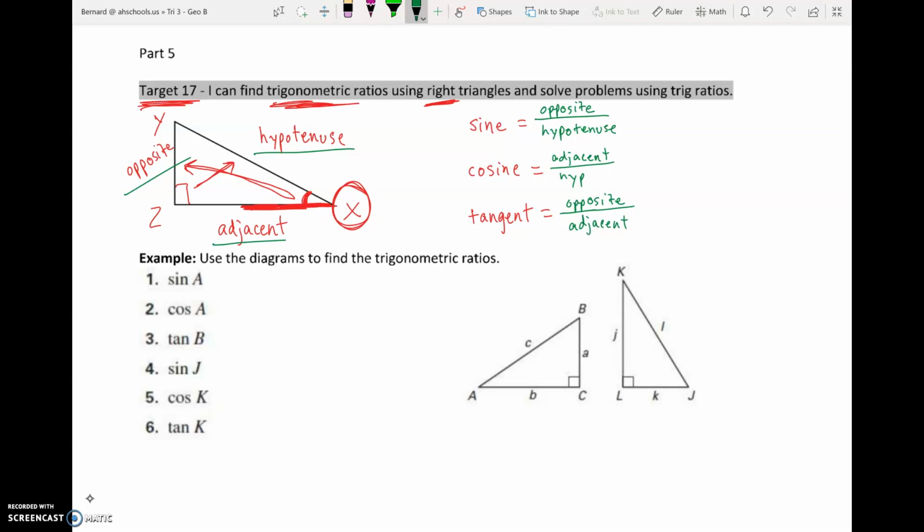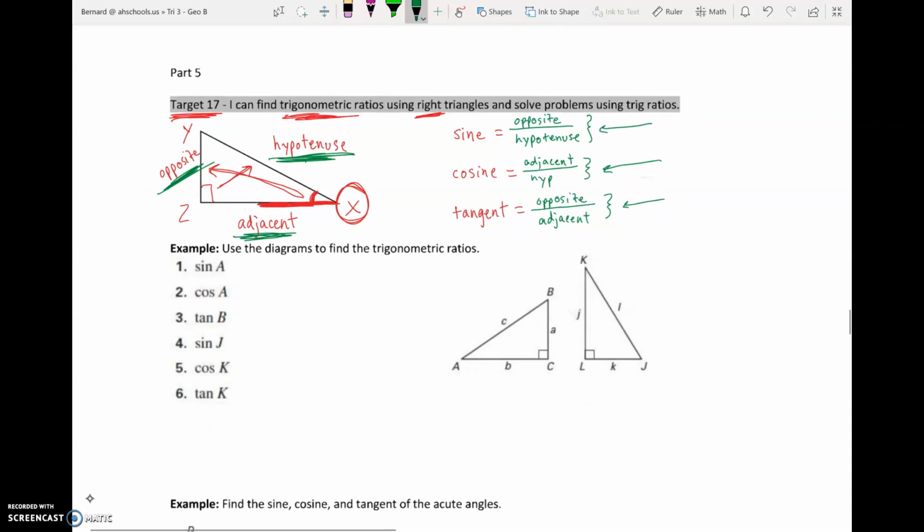We'll be able to do something with sine if we're working with opposite and hypotenuse. We'll be able to do something with cosine if we're working with adjacent and hypotenuse. And we'll be able to do something with tangent if we're working with opposite and adjacent. And this is exactly why it's crucial to identify opposite, adjacent, and hypotenuse every single time you do one of these problems, because you're going to use those specific sides to figure out one or maybe more of these trigonometry ratios.